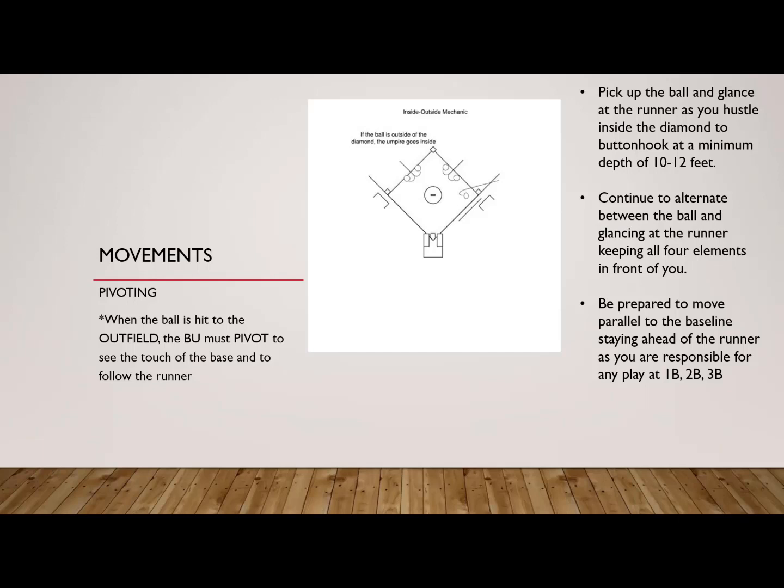And here's what you need to catch. The 2 things you are looking for most importantly during button hooks and during your pivots. Number 1 is obstruction. If obstruction occurs on the field, by doing a pivot, you will know it happened. And number 2, touching of the bases. By doing a pivot, you will know if the base was touched. Obstruction, touching the bases.